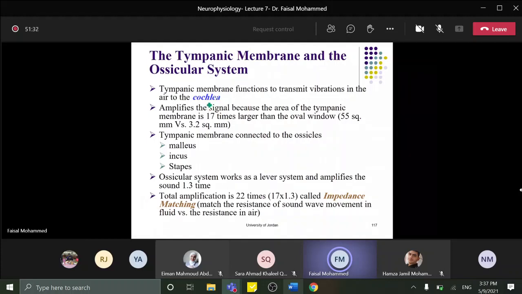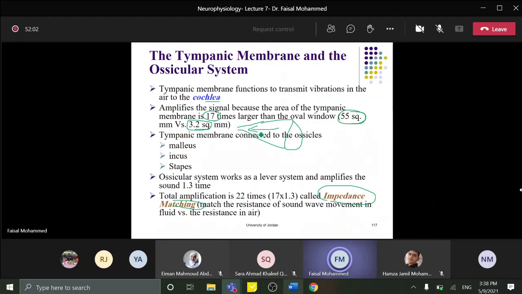This is the tympanic membrane, cochlear function. What did we say about impedance matching, or resistance, to match the resistance? First, the tympanic membrane area is 55 square millimeters. The oval window is 3.2 square millimeters, so a 17 times difference. So the pressure here increases 17 times.